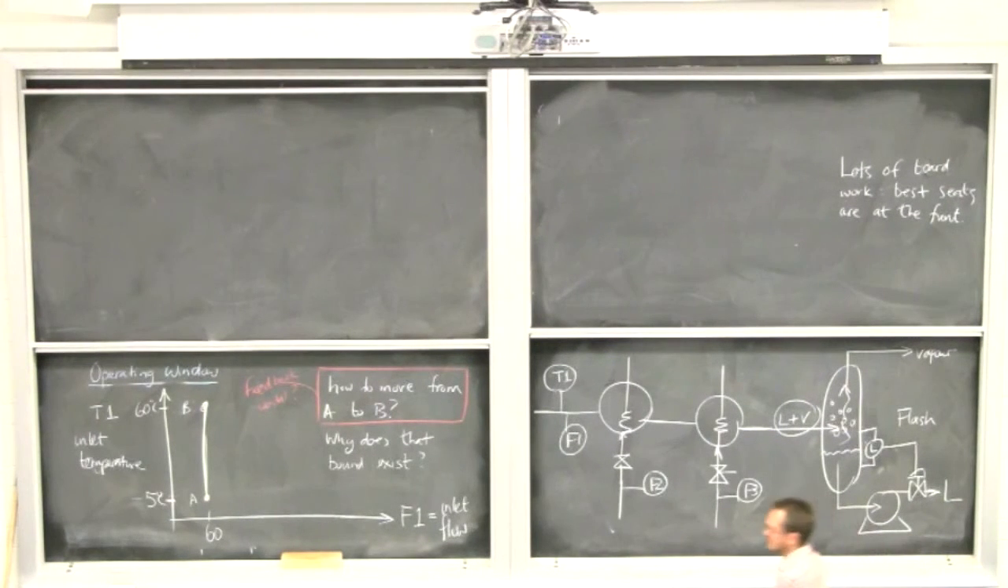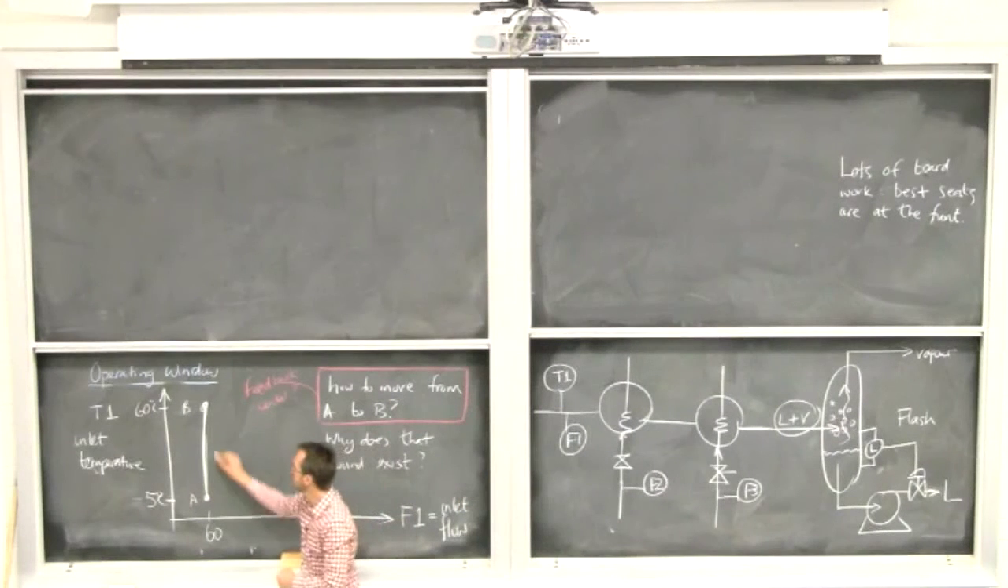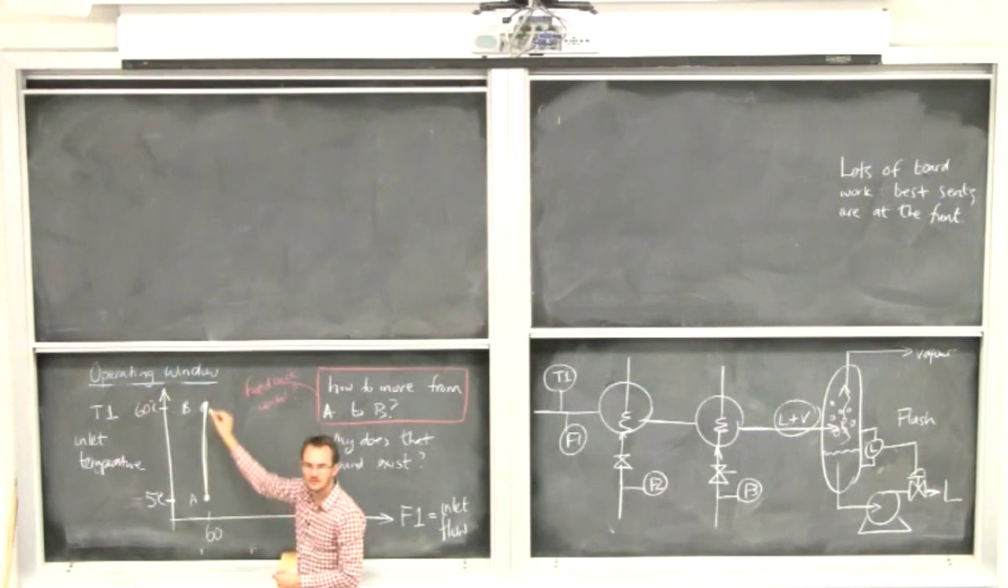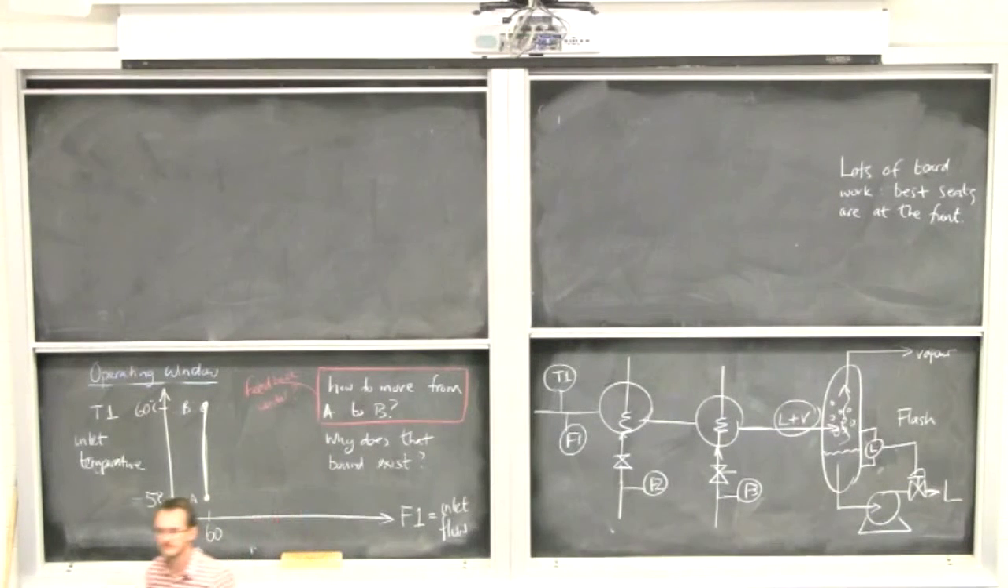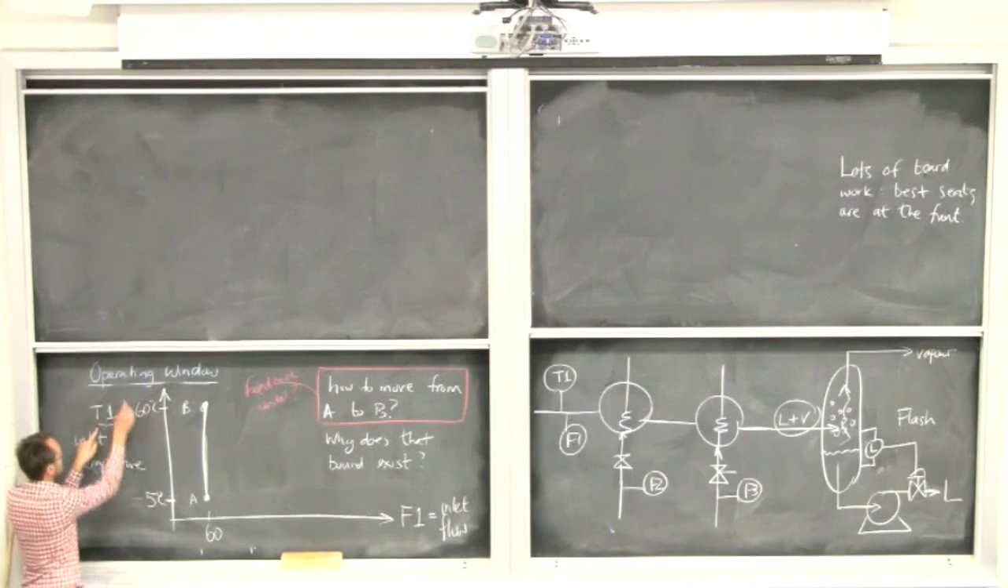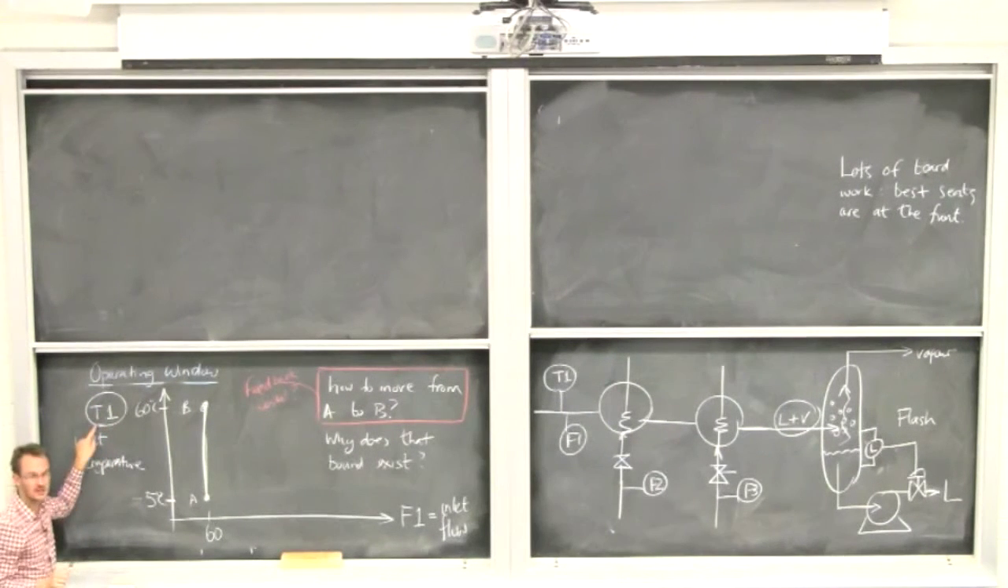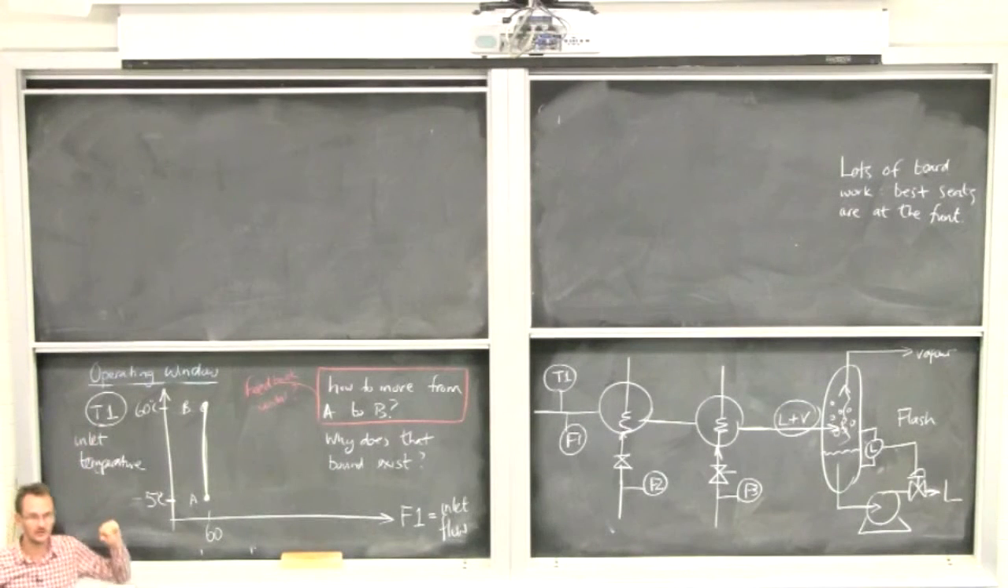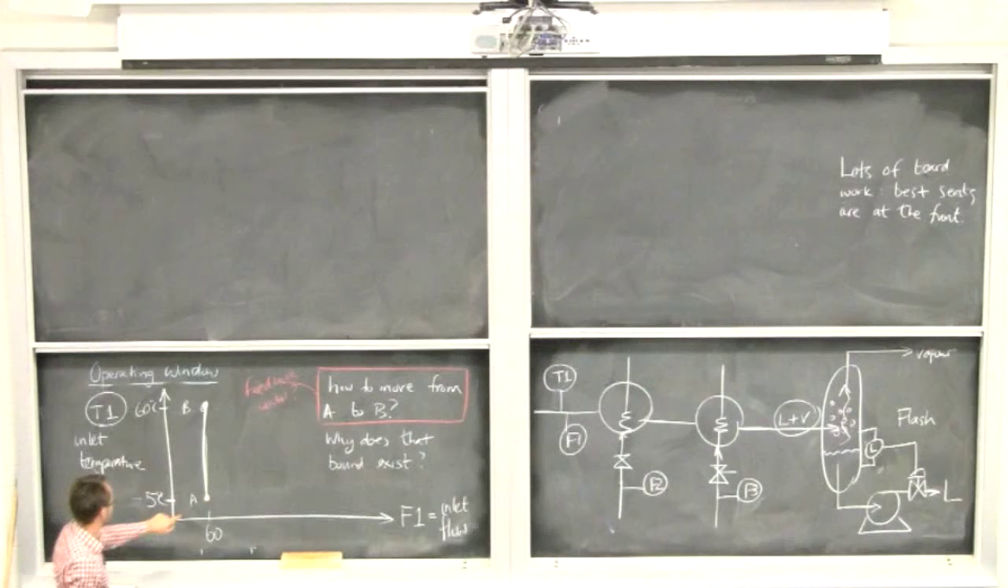How to move from A to B? What happens at A, and how do we get to B? Any suggestions there? Okay, so adjust F2, F3, that's correct. But notice the reason for it, though. Where's T1 measured? Ahead, okay. So at A, how much are F2 and F3 reading?